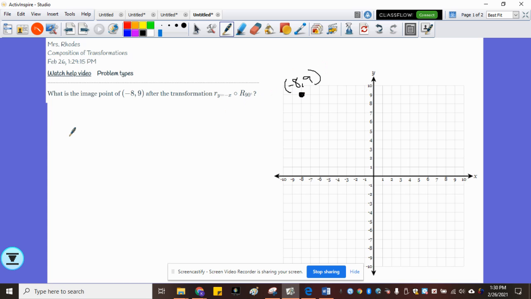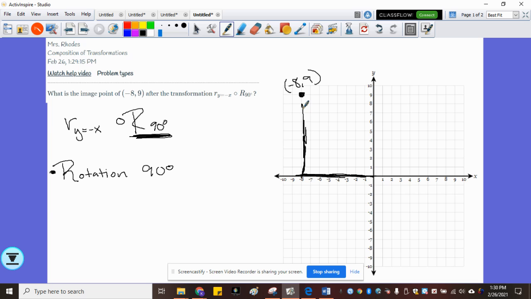And then it's saying y equals negative x, r 90 degrees. So you start with the one on the far right. That's what you're going to start with, the rotation of 90 degrees. So to get to this point, I go over 8 and up 9. I'm going to rotate that same shape 90 degrees.